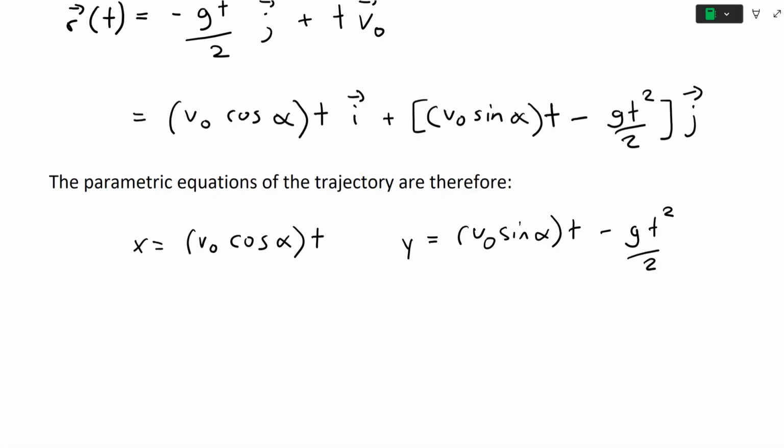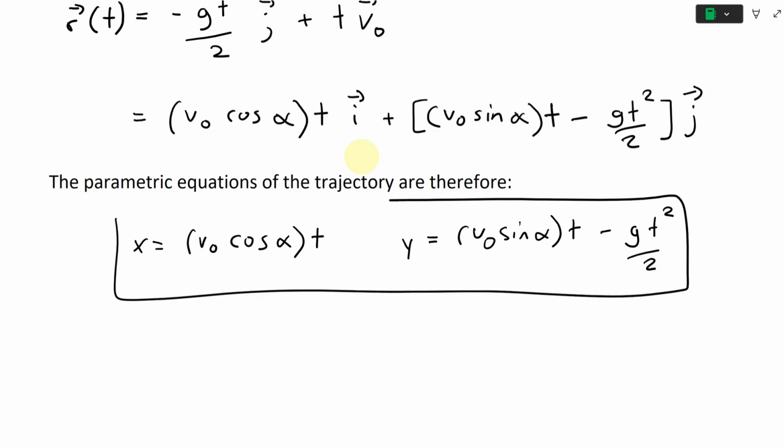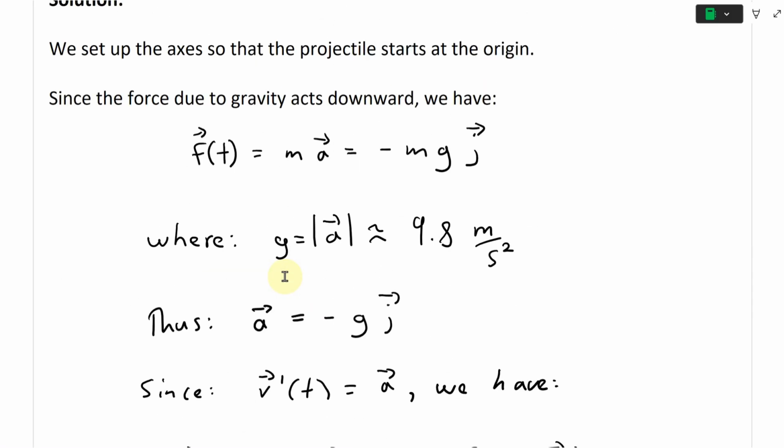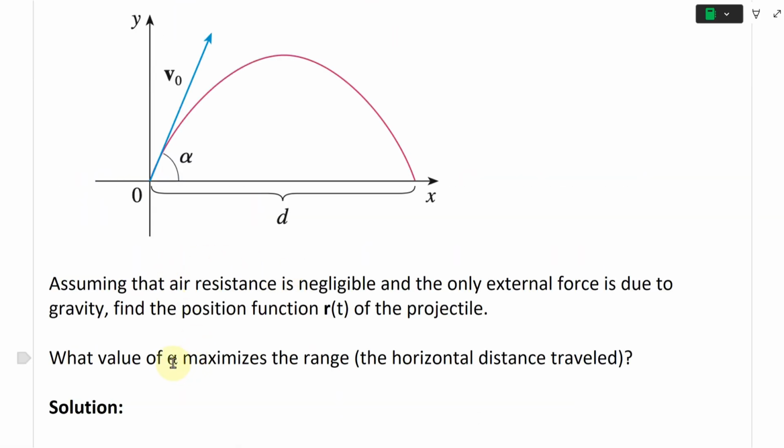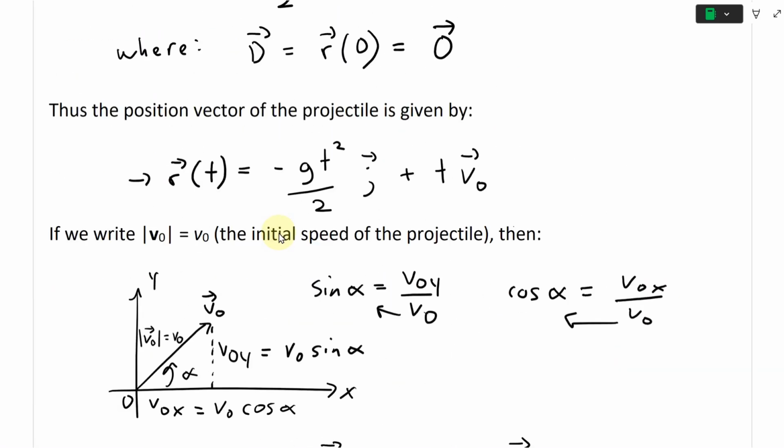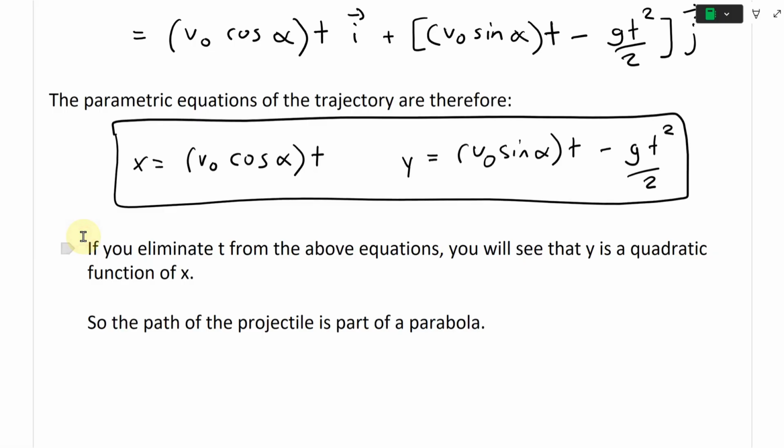We want to get the maximum horizontal distance traveled, so which alpha gives the farthest distance? What value maximizes the range of horizontal distance traveled, basically maximizes d? So we need to find the perfect angle. It should be 45 degrees. That's my guess.